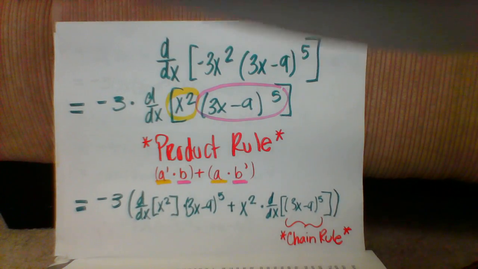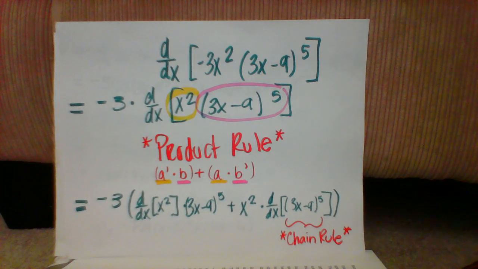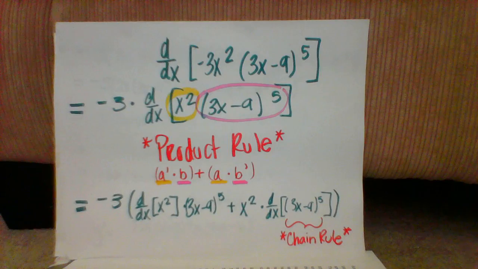Today we'll be going over number 3 of the Calculus Placement exam. It asks to find the second derivative of negative 3x squared times (3x minus 9) to the 5th power.